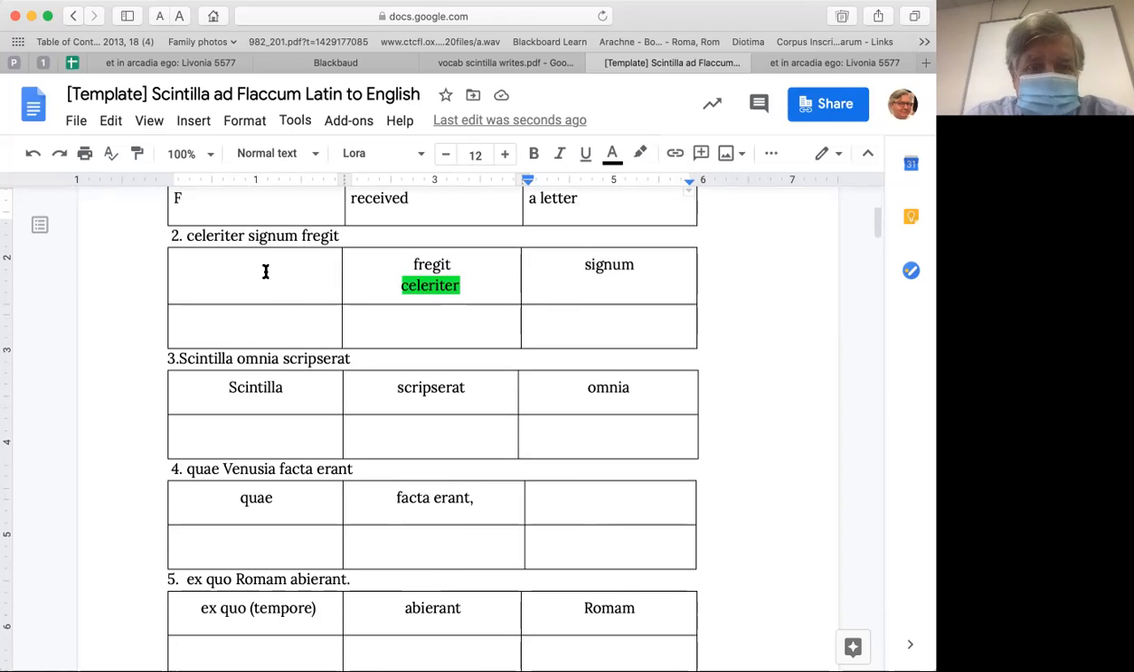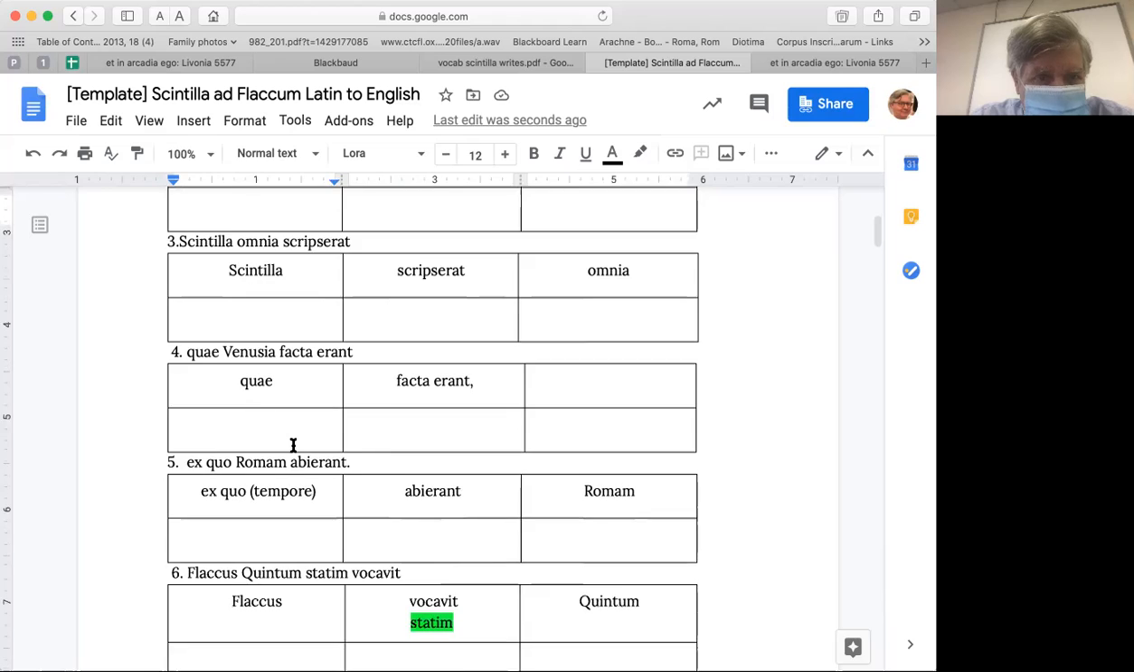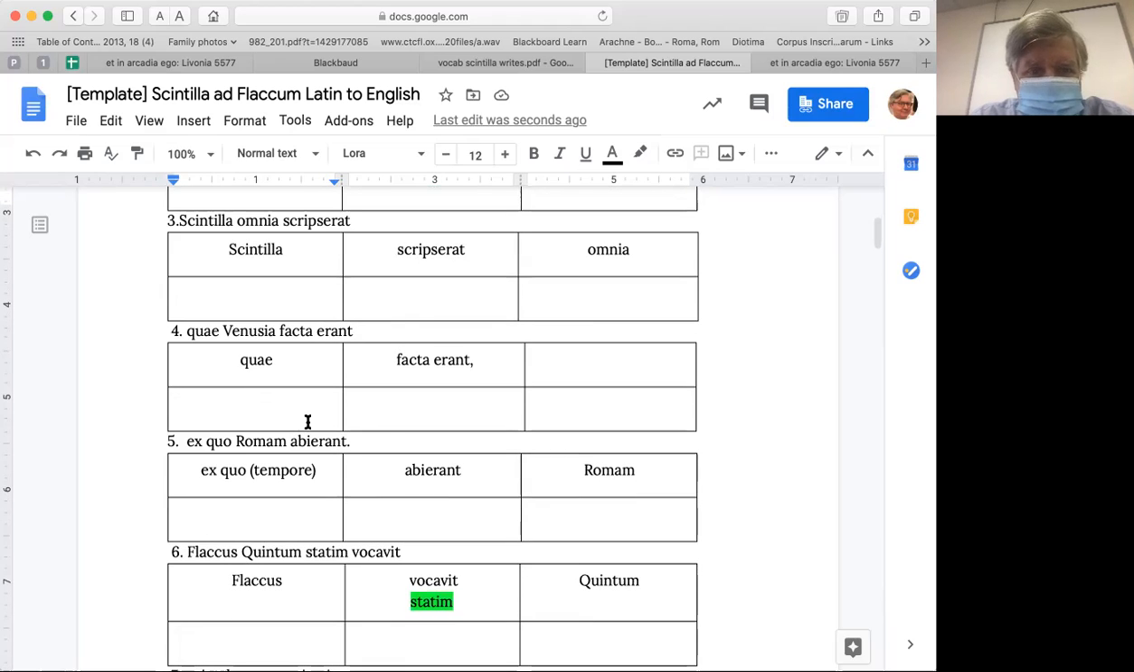So the next one, celeriter signum fregit. There is no subject, so the subject is same as before, Flaccus. Okay, fregit is the verb. Celeriter is just an adverb, just means swiftly. And signum is the thing that holds the letter together. Okay, number 3, scintilla omnia scripserat.